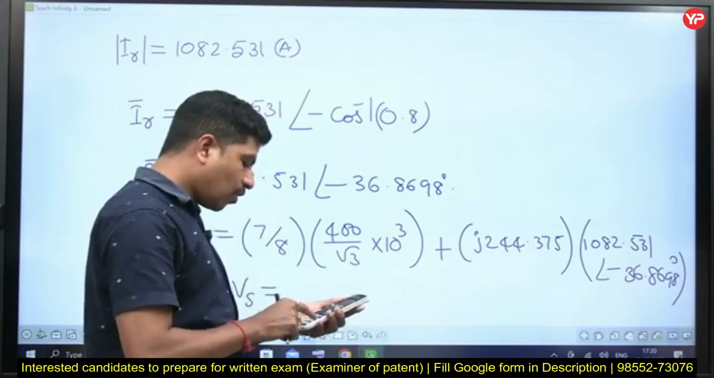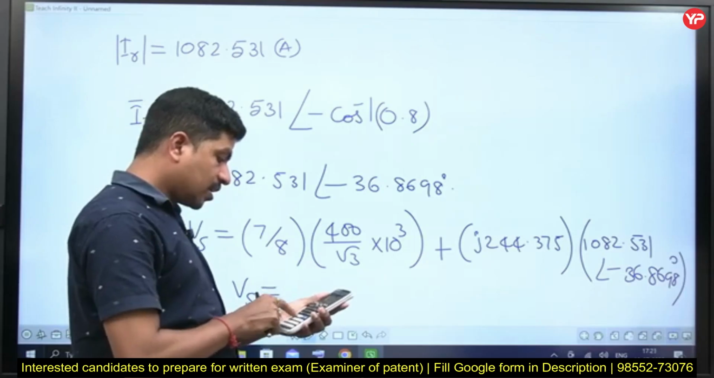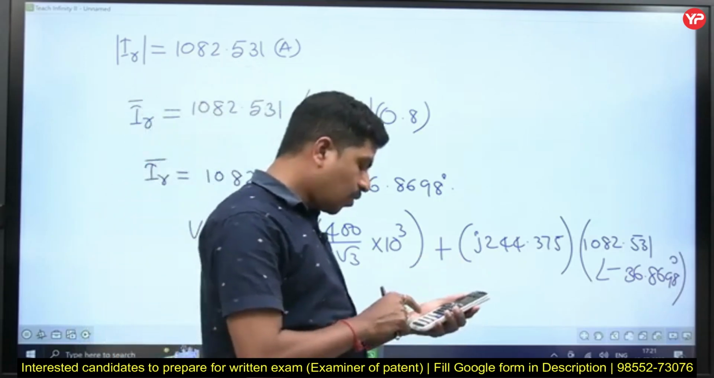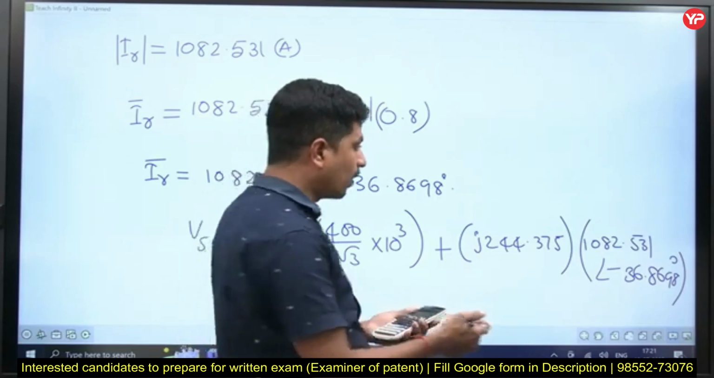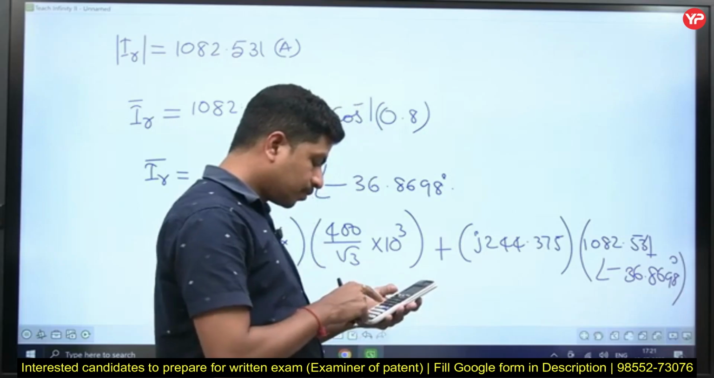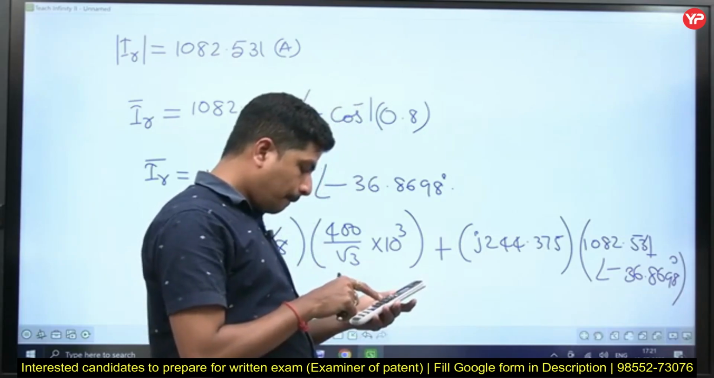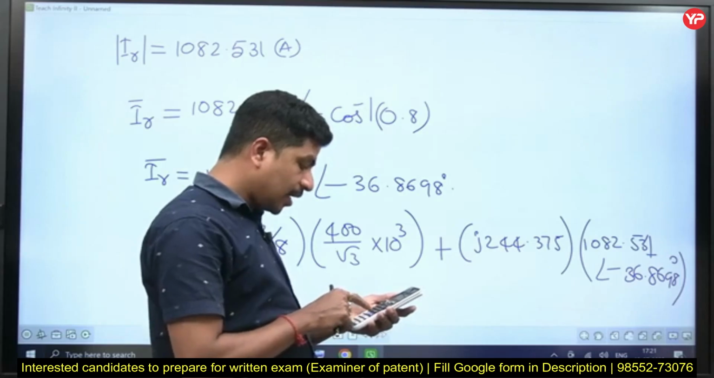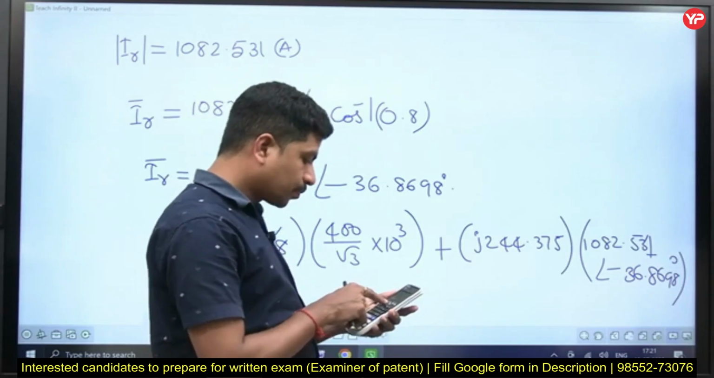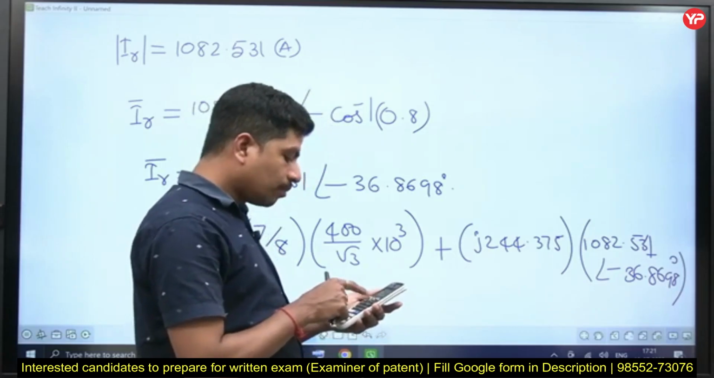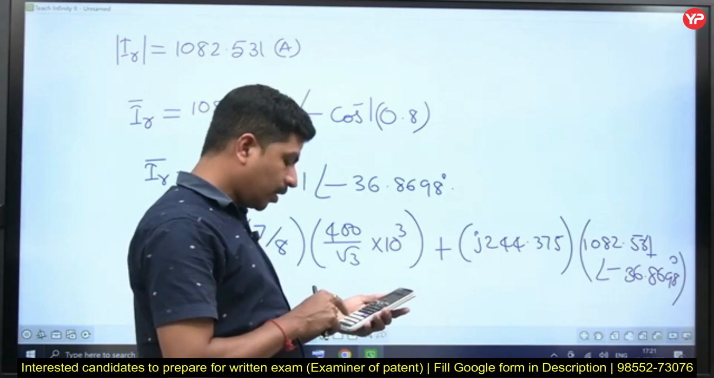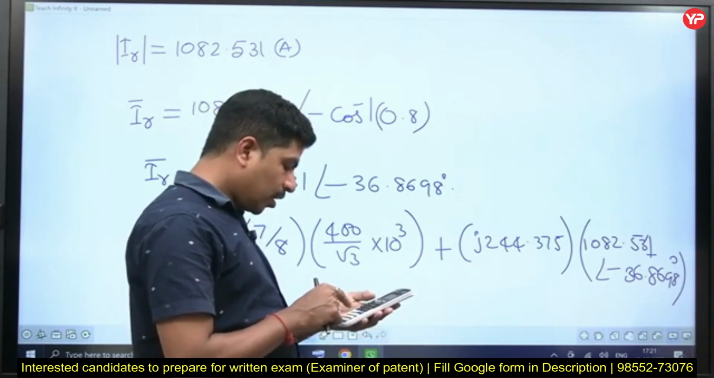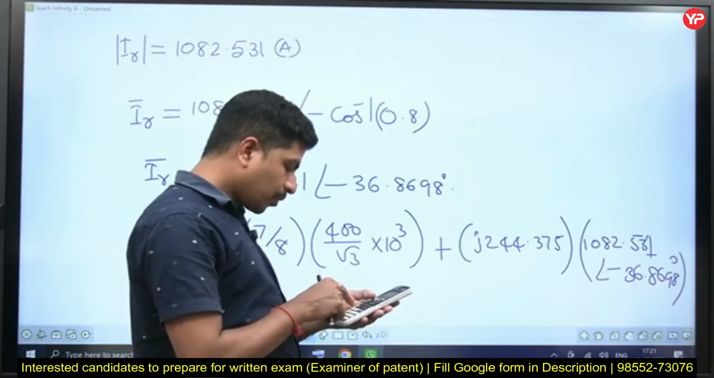How much is it? Let me calculate. 400 divided by root 3 into 7 divided by 8 into 10 cube plus 1082.531 at an angle of minus 36.8698 degrees into the parameter B, which is J 244.375. In the calculator we will get it as I, right? Now let me convert this into polar form.